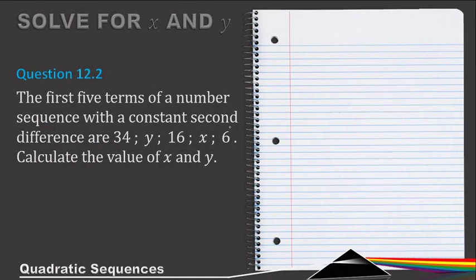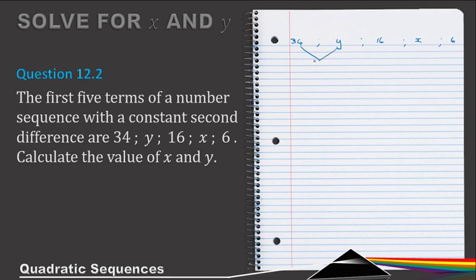Then for question 12.2, the first 5 terms of a number sequence with a constant second difference are as follows. Calculate the values of x and y. Okay, so let's write them out first. 34, y, 16, x, and 6.